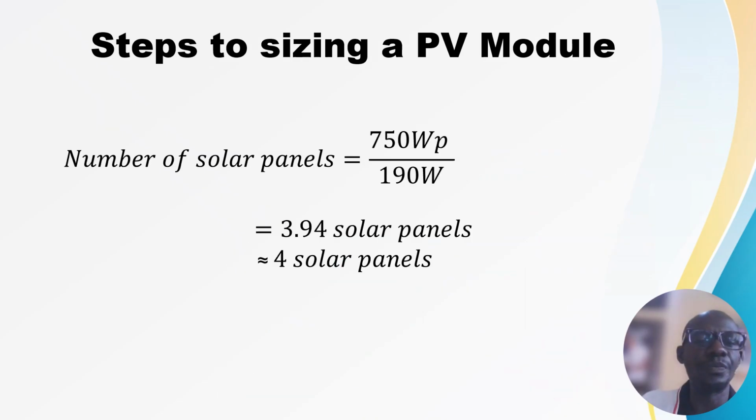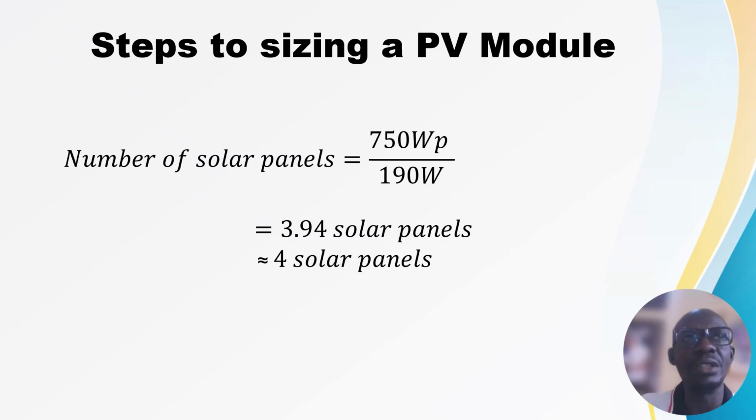So let's move forward. Number of solar panels, that's what we want to get. I've decided that I am using a 750 watt panel. 750 watts is what we got. Are you getting it? That's the requirement to charge our system efficiently. Now I say I'm going for a 190 watt panel. It's only the 190 watt panel that is available. Do you understand? So the 750 is the total size of the array that you want to use.